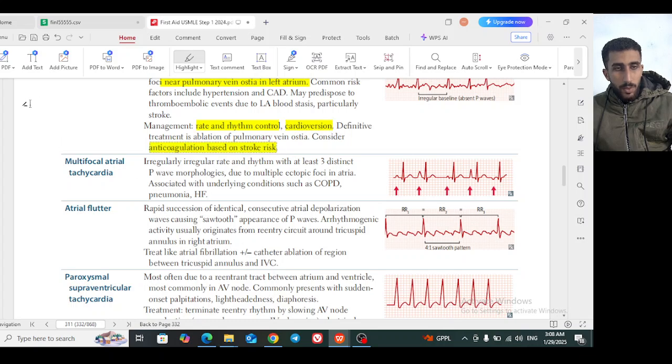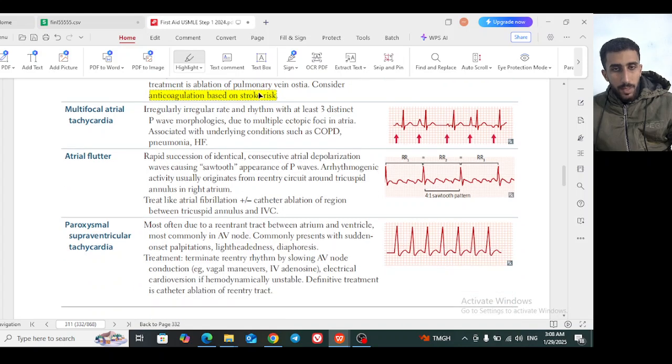This is something called CHA2DS2-VASc. This abbreviation stands for congestive heart failure, age of more than 75, stroke, hypertension, and female sex. If you have 3 or more points as a female, or 2 or more points as a male, you have to give anticoagulation, as the patient is at stroke risk. You don't have to memorize that, but I gave you a hint about this stroke risk parameter.